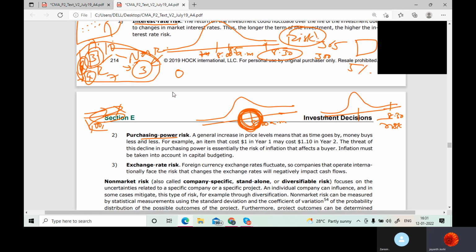Purchasing power risk is nothing but the purchasing power of your currency, whatever you have, would go down in the future. Why? Because of inflation. Today something which you can buy for 10 rupees, you cannot buy the same thing for 10 rupees after 3 years, or even after 1 year. So it is better you also consider this in your investment decision.